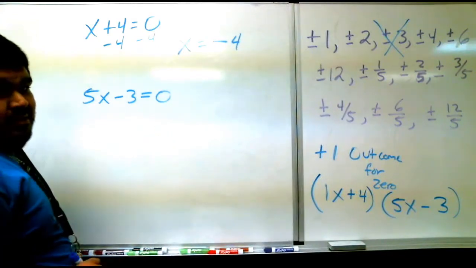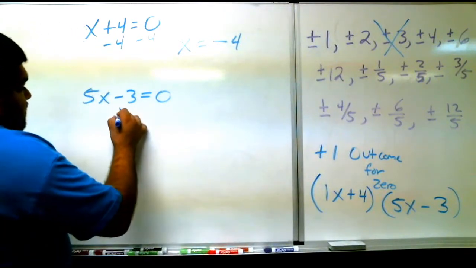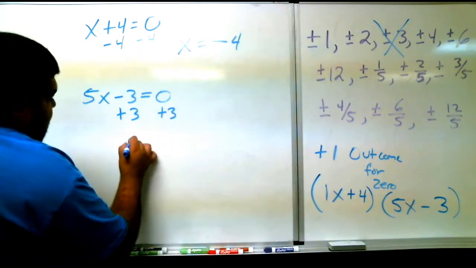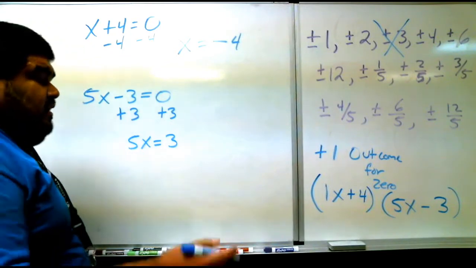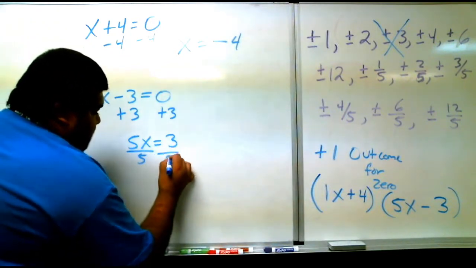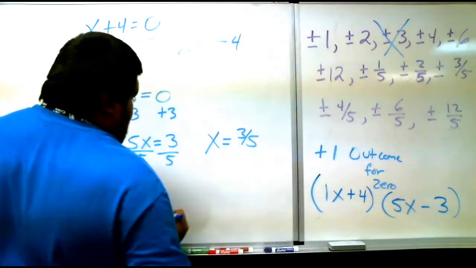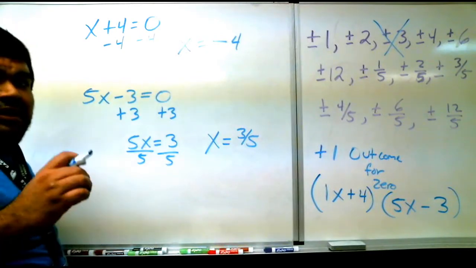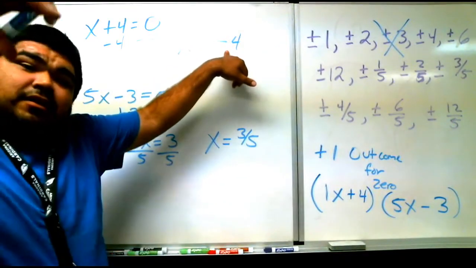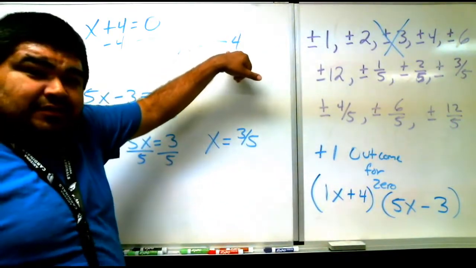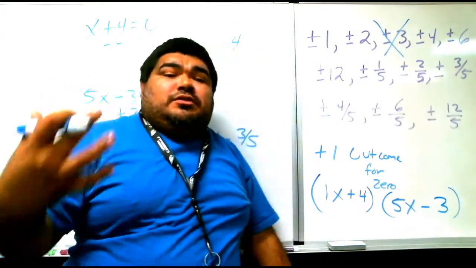Now let's do the other one. Again, we move the numbers that are constant first. Plus 3. We're left with 5x equals 3. Then we divide by 5, because remember, we're solving for x. x equals 3 over 5. Hint, hint. We found all three answers. If we plug in negative 4 to the synthetic division, it's also going to give us a 0. If we would have chosen 3 over 5 positive, it would also give us a 0.